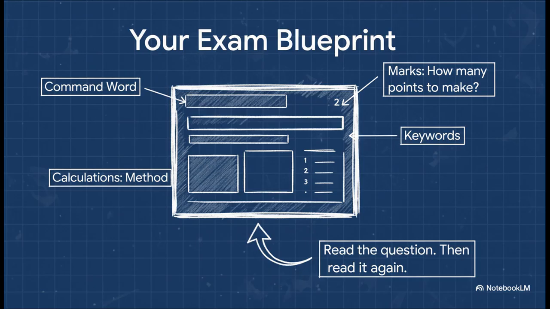Command words are your instructions. They tell you what to do. The marks tell you how many points to write down. Keywords are your target. They tell you what to focus on. For things like calculations and practicals, remember there's always a set method. Just learn the steps. But the golden rule, above everything else, is simple. Read the question carefully. And when you think you're done, read it one more time.